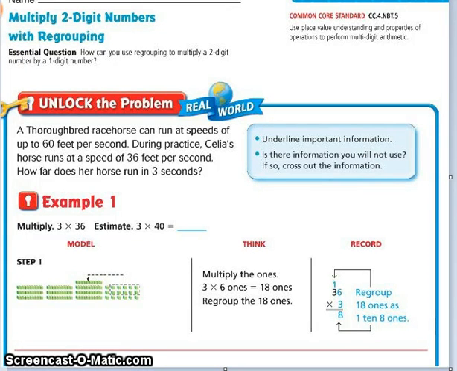Multiply two-digit numbers with regrouping. How can we use regrouping to multiply a two-digit number by a one-digit number? That's our essential question. Let's unlock the problem.